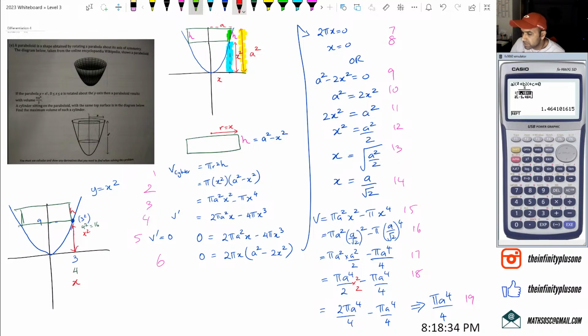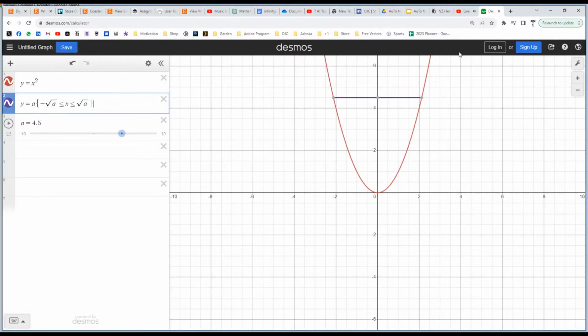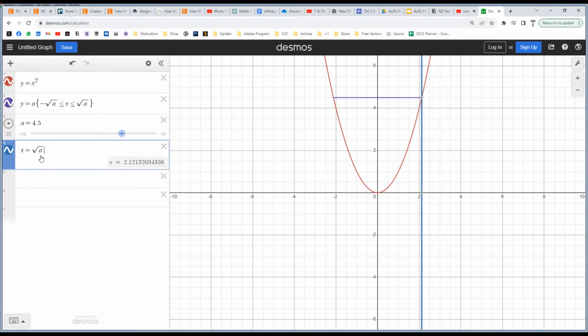Oh, you got it. Okay, sweet as. Because the other way I was going to show you guys was through this here. So if you look at it, the height, let me just work this out. Hold on, 2.122. So x is equal to square root of a, and it's going to be y less than a. So y is less than or equal to a, between 0.